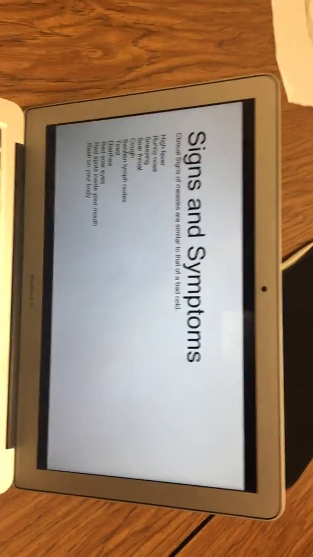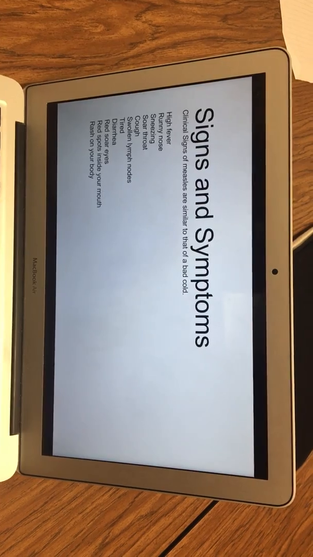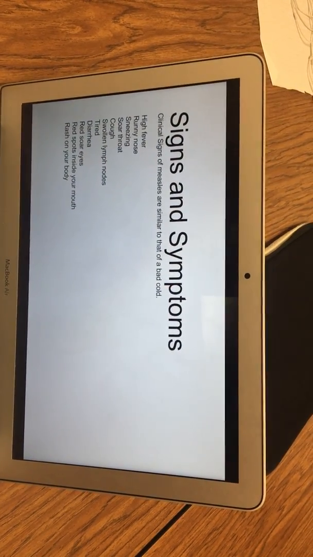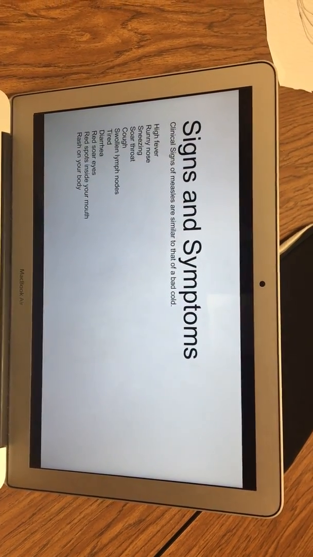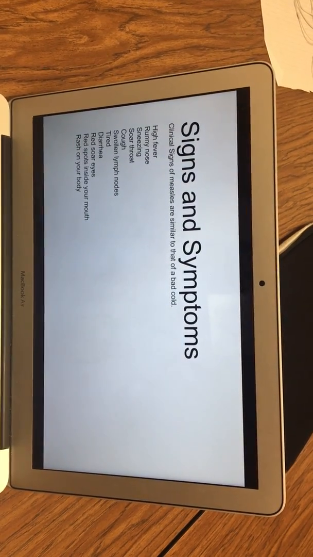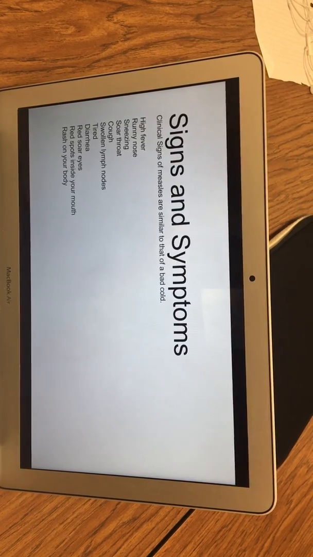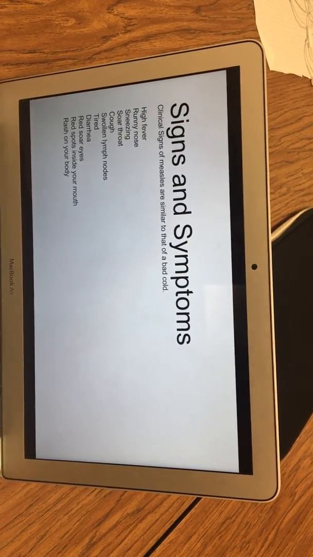I'm going to go over the signs and symptoms of measles. The symptoms of measles usually appear about 7 to 14 days after a person is infected. These symptoms include high fever, runny nose, sneezing, sore throat, cough, swollen lymph nodes. You get tired, diarrhea, red sore eyes, red spots inside your mouth, and you get the rash all over your body. A fever may get as high as 104 degrees, and then after only a few days, the fever subsides and the rash fades away.